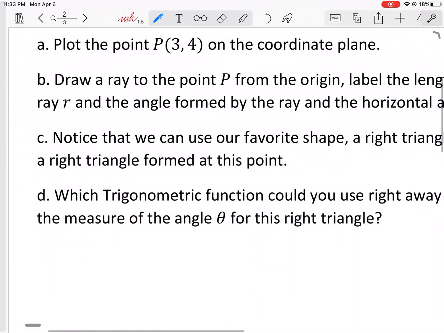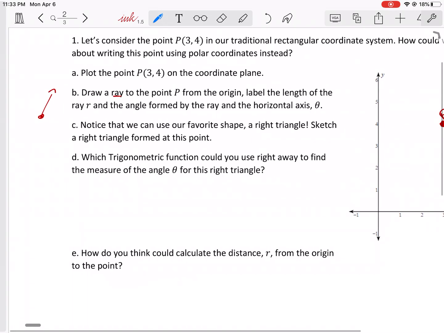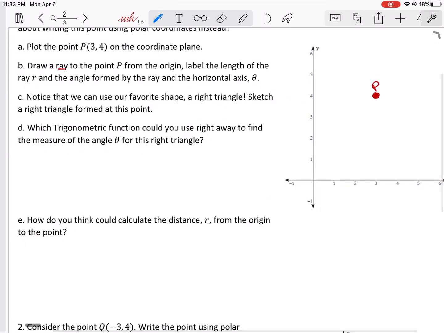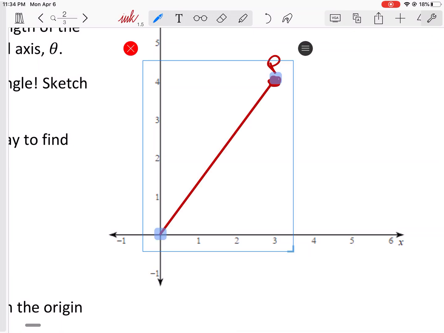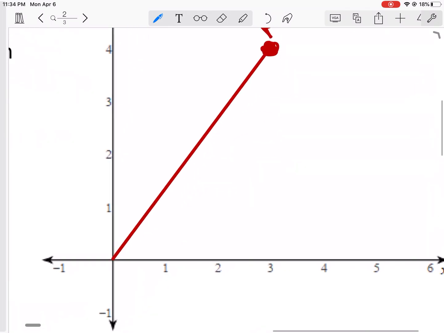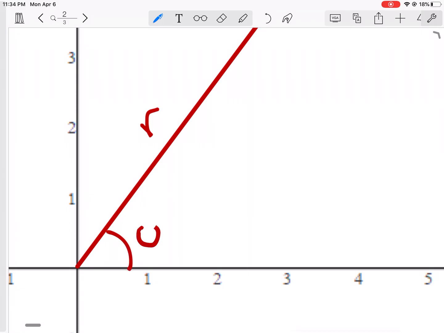Next, we want to draw a ray. A ray is basically just starting at a fixed point and going on forever in another direction, but draw a ray out to that point. We'll label the length of the ray R, which is our radial distance, and the angle formed by the ray and the horizontal axis theta. We'll label this R and call our angle theta.